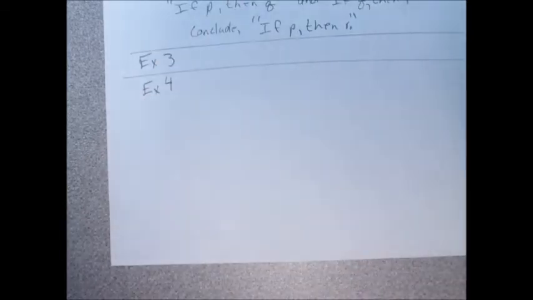So on example 4, A says if Maria wants to see a movie, then she goes to the theater. If Maria goes to the theater, then she buys popcorn. Now, it's not asking for what the statement would be, but what law are we going to use? We're going to use the law of syllogism. And when we put those two together, we're going to say, if Maria wants to see a movie, then she buys popcorn. Okay, you can't go to the movies without buying popcorn. That's like an unwritten rule.